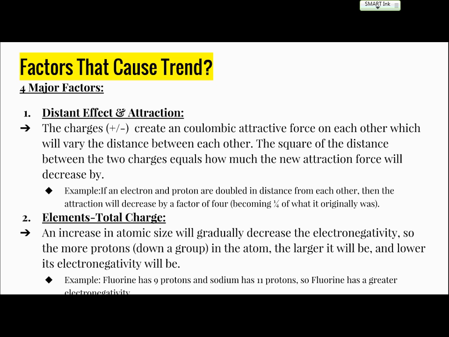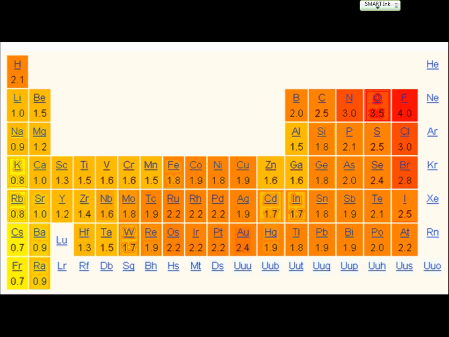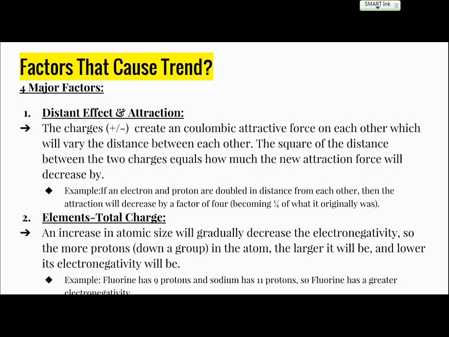Next is the total charge of the element. As the proton count increases, this is only talking about going down a group. As the proton count increases, the nucleus size will increase, or I'll say the same, the size of the atom will increase, which will gradually decrease electronegativity as you go down. So you can see like these.